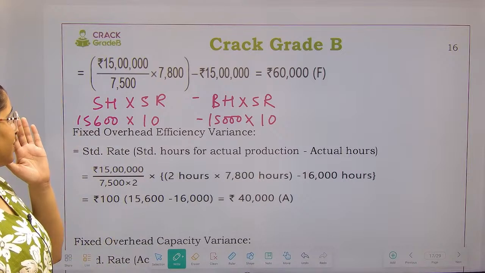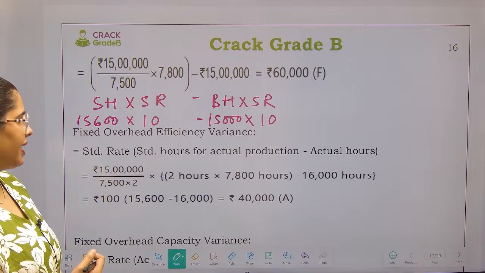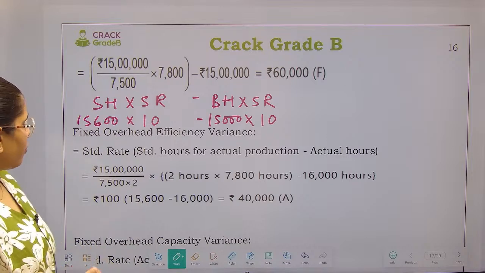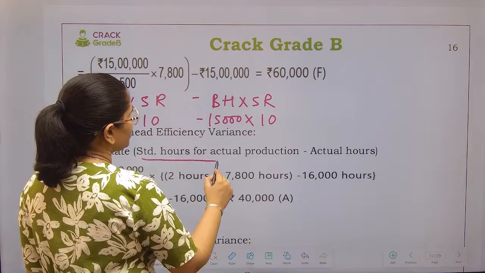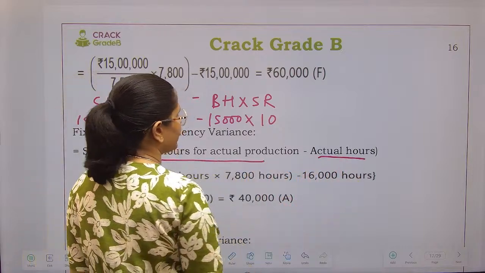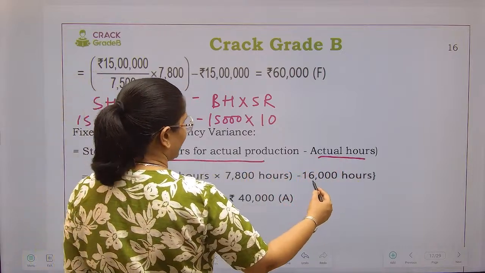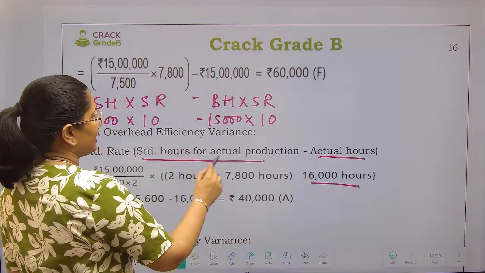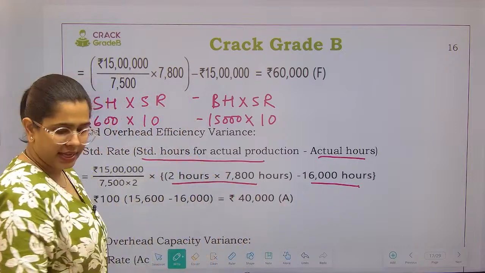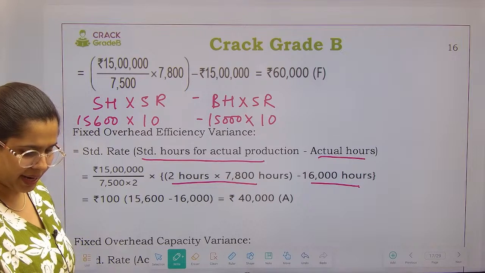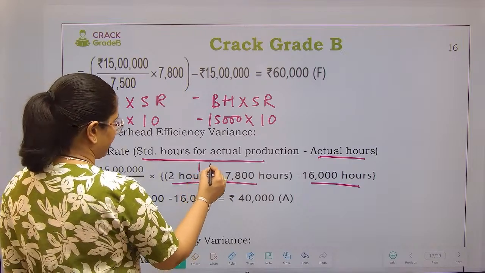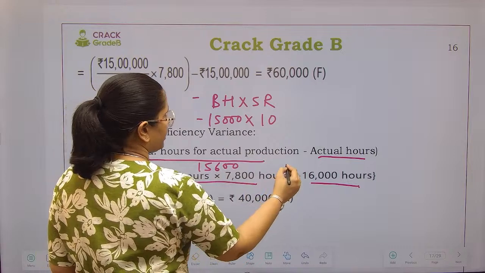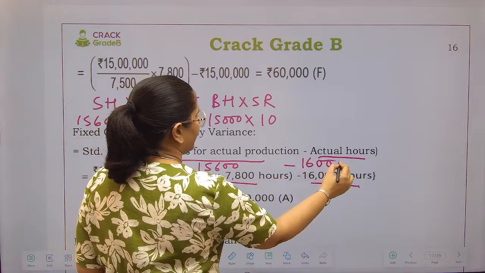चलिए, next thing is fixed overhead efficiency variance. In efficiency variance, what they want to compare is the standard hours for actual production less actual hours. Actual hours are given to me, 16,000. ठीक है, मुझे कितने hours चाहिए actual production के लिए? 7,800 multiplied by 2, that is 15,600. It is just the matter of remembering the formula.